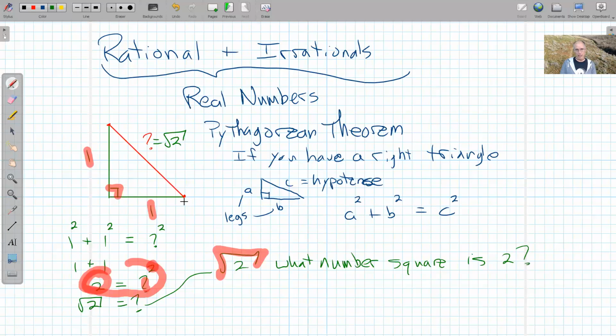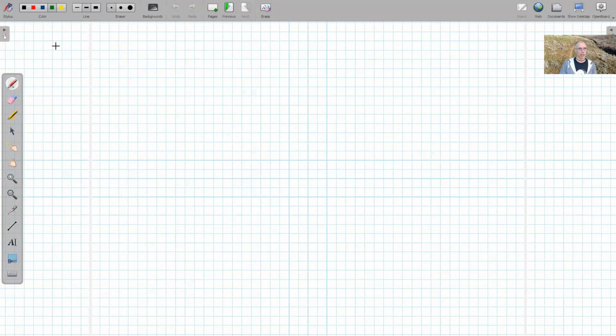Now, do all triangles have irrational numbers? The answer is no. There's lots of triangles that don't have irrational numbers. And I could make a right triangle. Let's try again. Let's make a right triangle. And I'd like you to try to draw this to the best of your ability. If you have a ruler nearby, that would be even better.